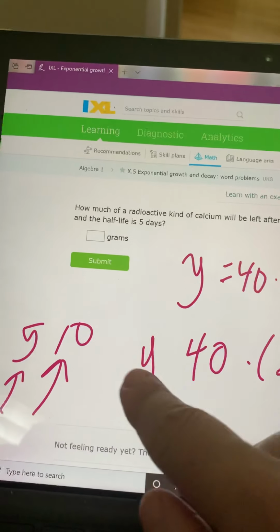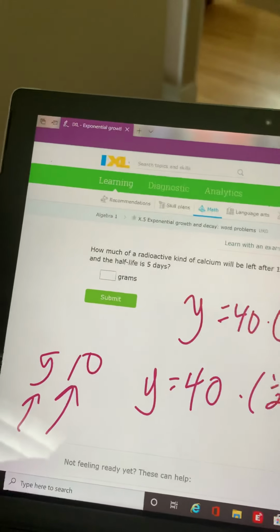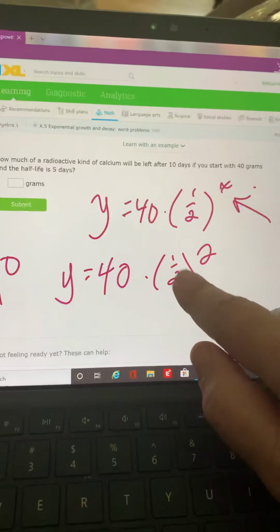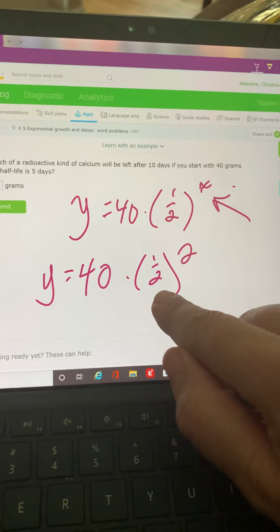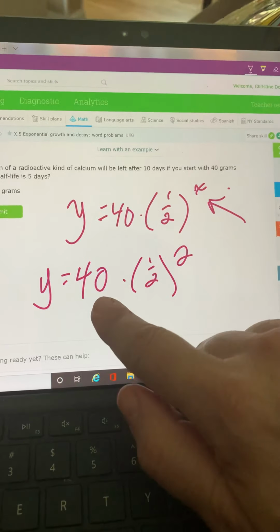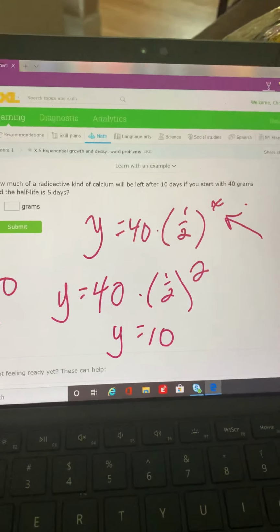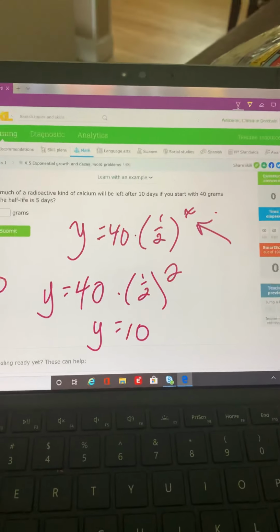All right. And then it looks like it's going to be 10. A half squared is a quarter, and a quarter times 40 is 10. So it looks like that's what's going to happen here.